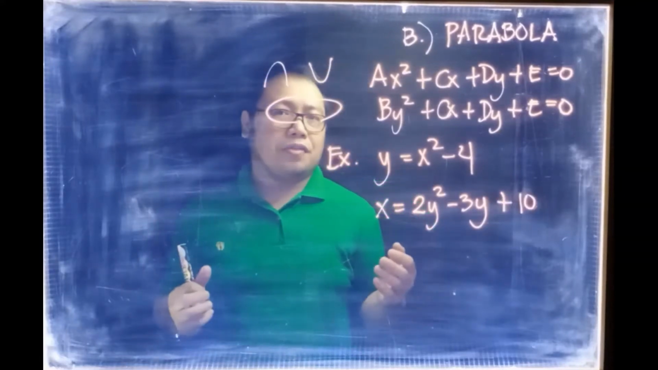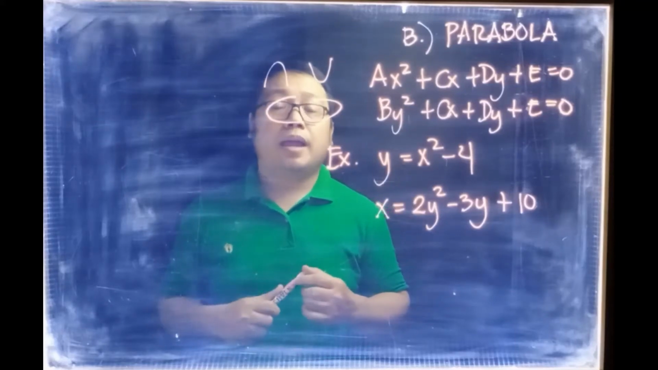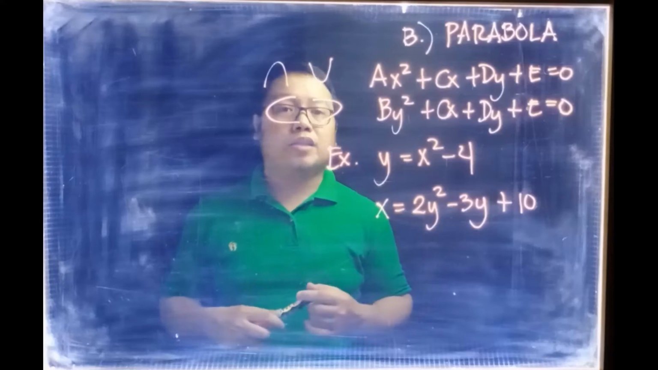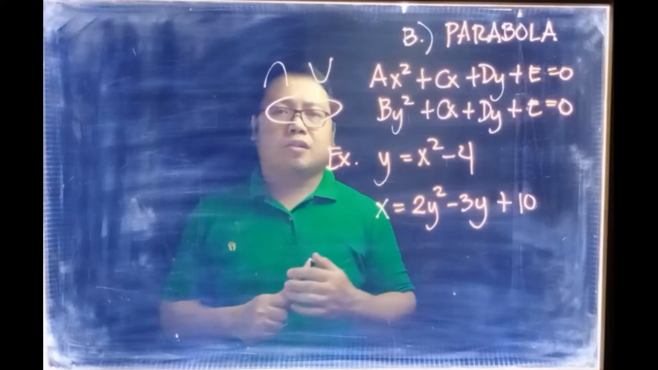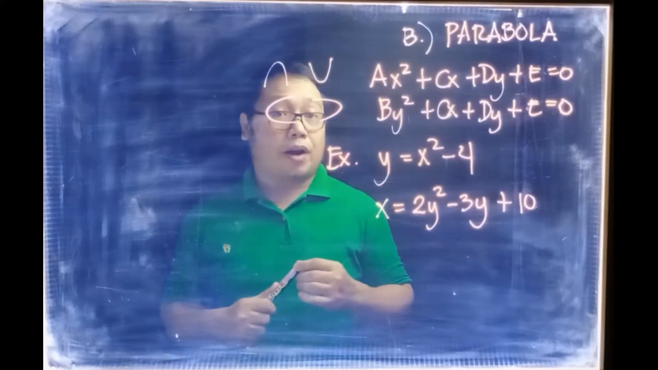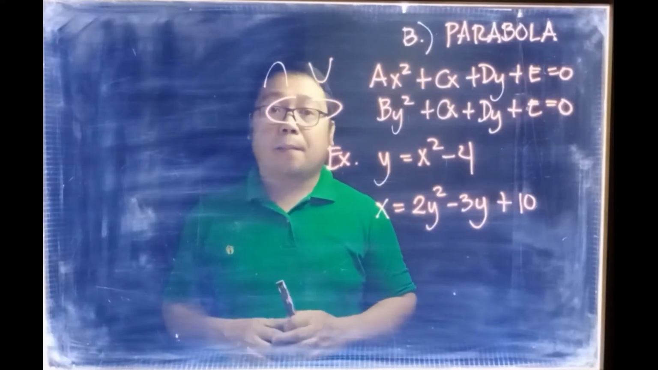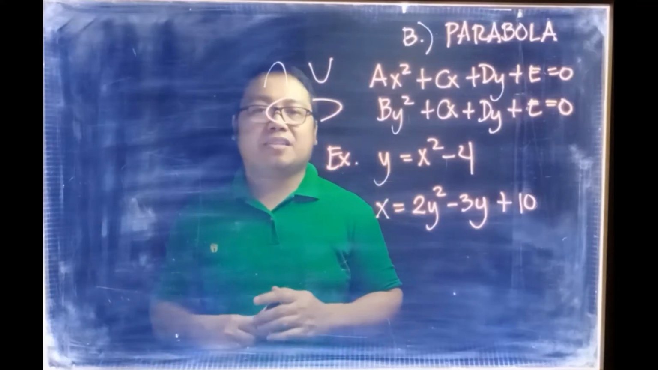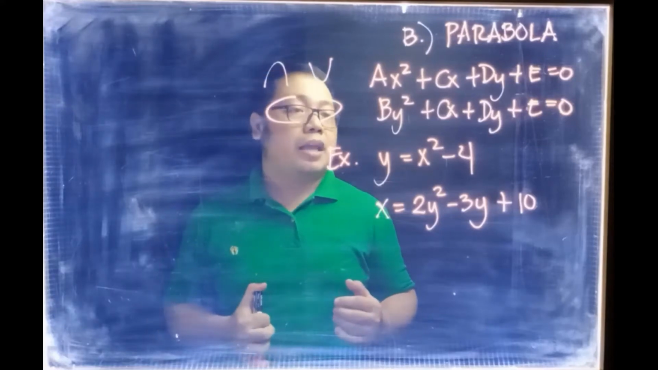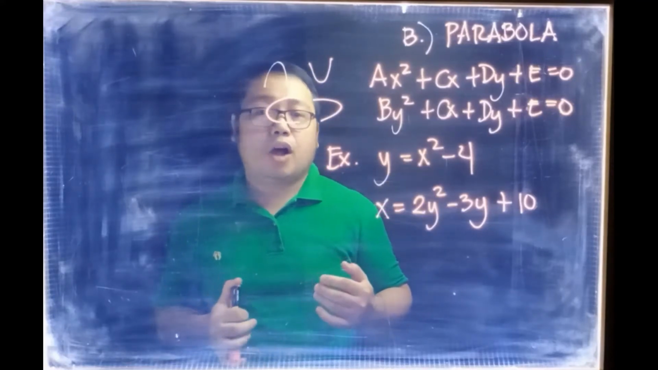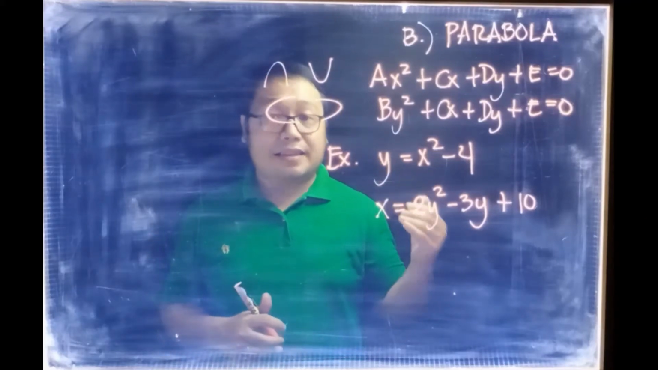So let's take a look at these equations. The equations y equals x squared minus 4 and x equals 2y squared minus 3y plus 10 are both parabolas. In the first equation, you see an x squared but no y squared. And in the second equation, you see a y squared but no x squared. Nothing else matters. The signs in the coefficient change the appearance of the parabola, if it opens upward or downward, or if it is wide or narrow, but it won't change the fact that it is a parabola.